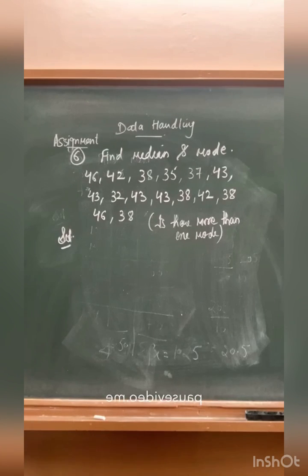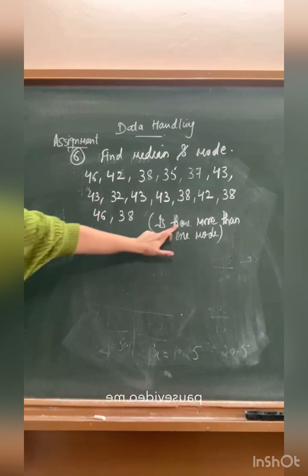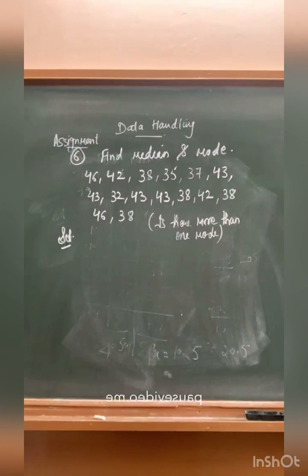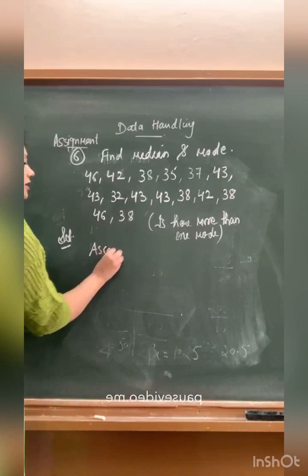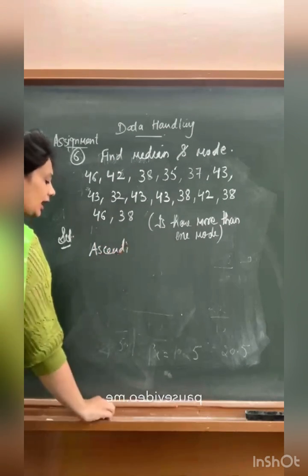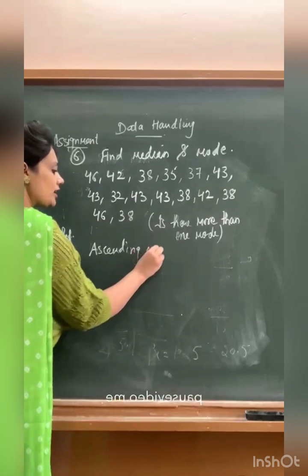Now students, see the next question, question number 6. Find median and mode. So the observations are given to you. You have to find median and mode, and it is asked, is there more than one mode in this question? That we will see. Now for finding out the median, first of all, we know we have to arrange the data in ascending order. Ascending order or descending order, in any order you can arrange.